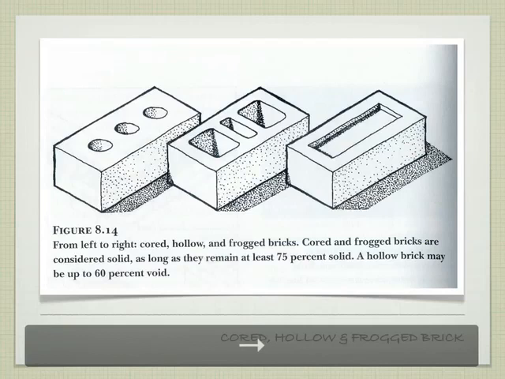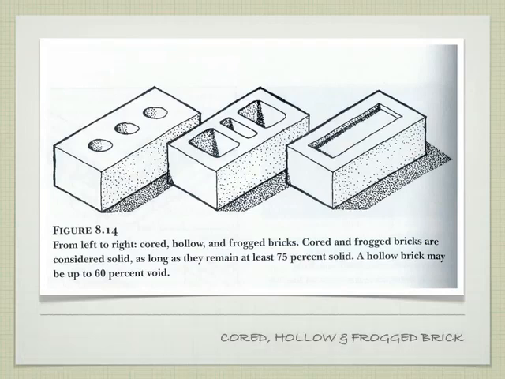Okay? So we have three different types of bricks that can be made. This first one is called a cord brick, which basically means it has some cores that have been removed from it. So I have a couple examples here of cord bricks. They're typically the round circles. Okay, so I'll pass those. You can see those. These are considered structural bricks.